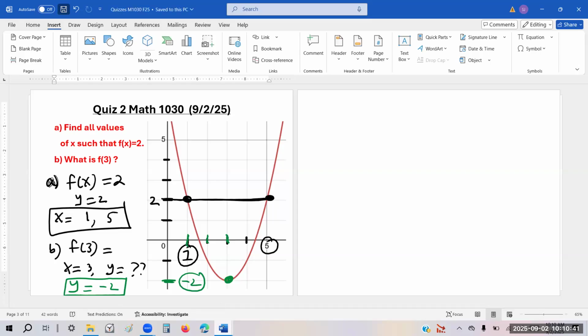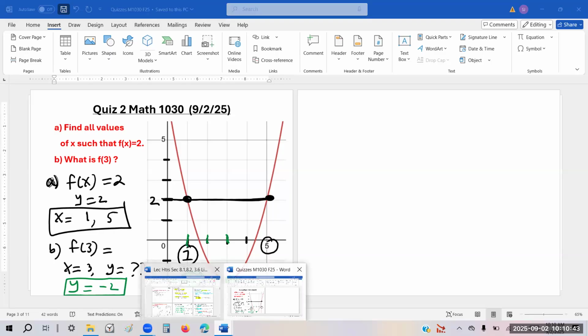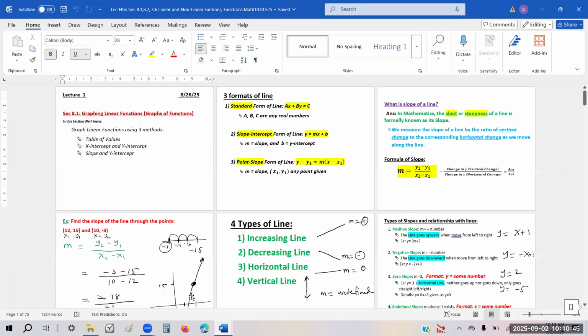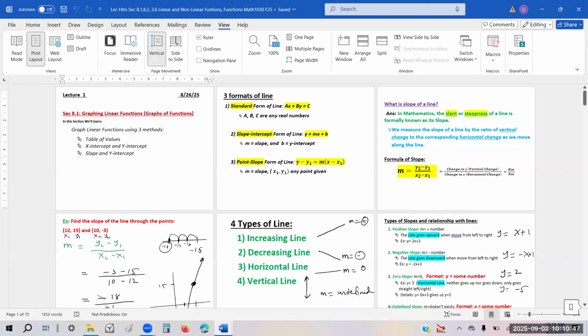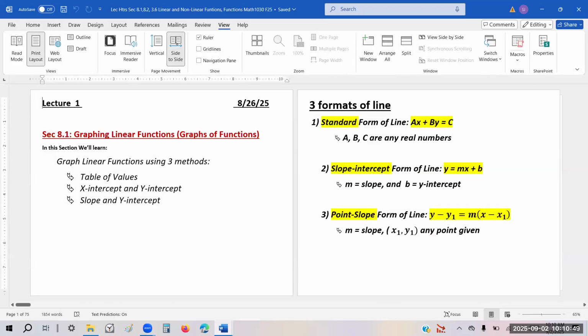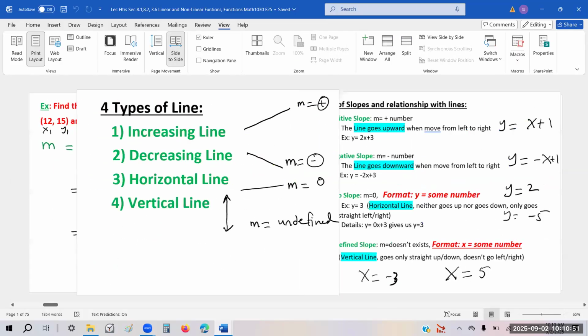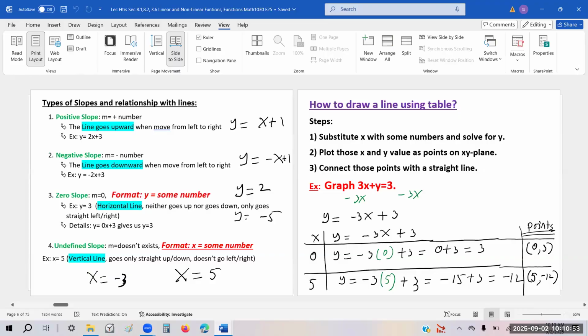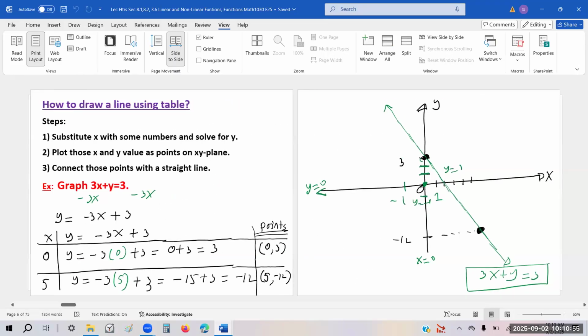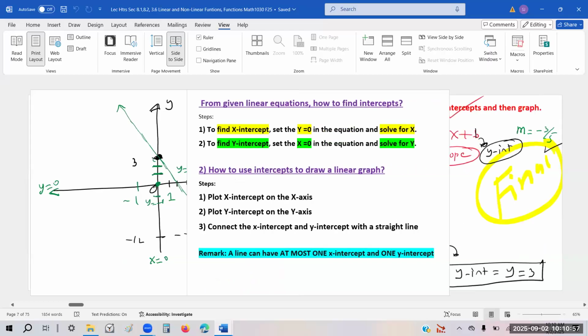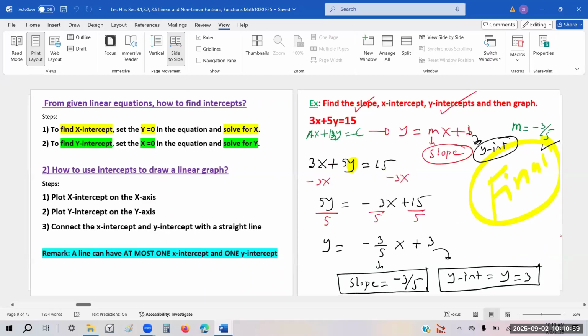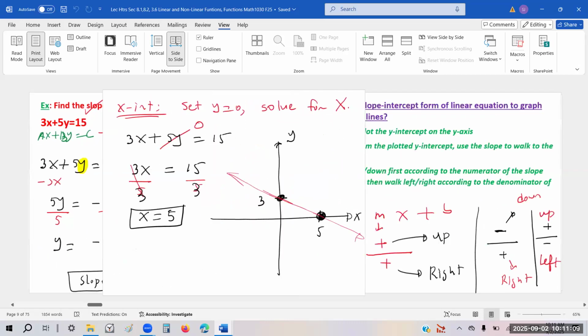Now let's see, what do we have for today's lecture? So last week we went over slope. To find the slope with 2 points is the slope formula. To graph, then use x-intercept, y-intercept, plot them. To find the slope from an equation, you solve for y, or it's simply negative a over b.